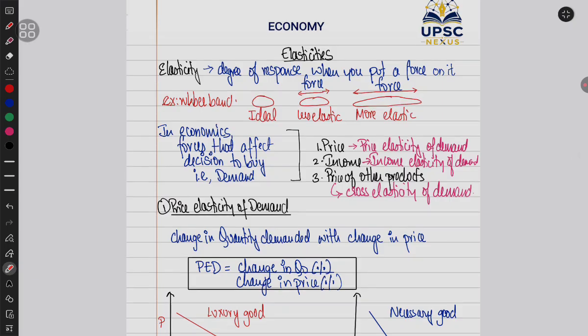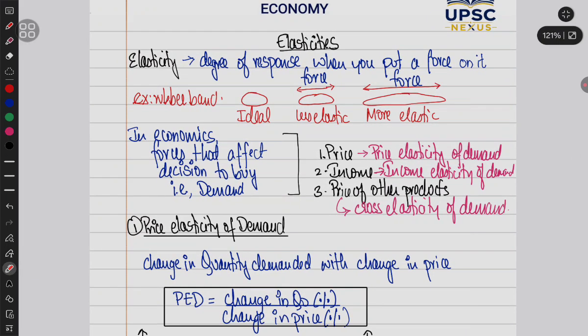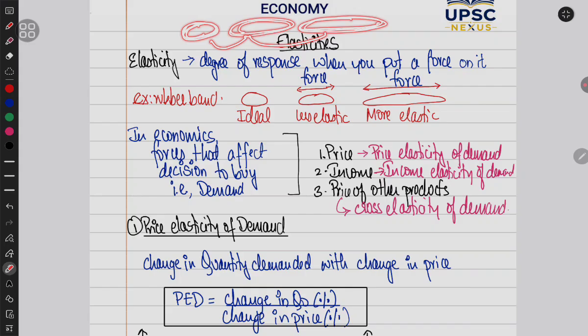Or I'll give an example. Take a normal rubber band, right? So consider this as a normal rubber band. When you apply force, it gets stretched. If you apply even more force, it gets too much stretched. So this degree of stretchedness is nothing but elasticity. If it gets stretched mediumly, it is called medium elastic. If it is stretched too much, it is called highly elastic, right?